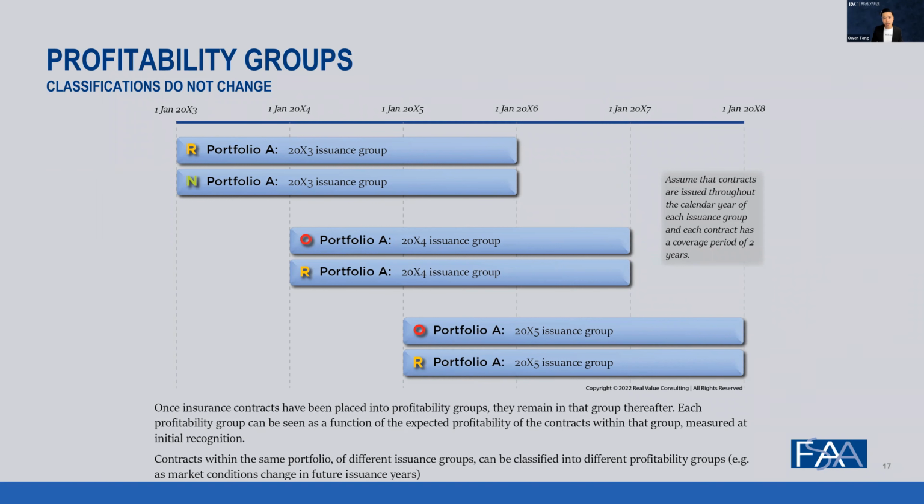So let's say you have a contract and you think that the contract will be onerous and it subsequently turns out to be profitable. One second, sorry.